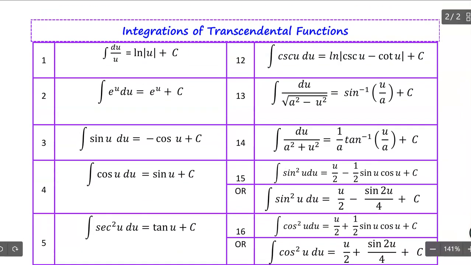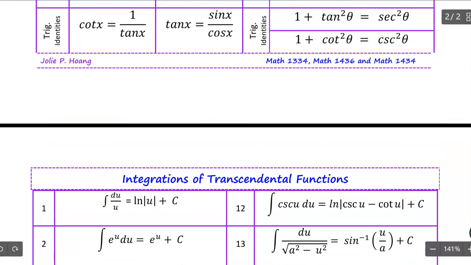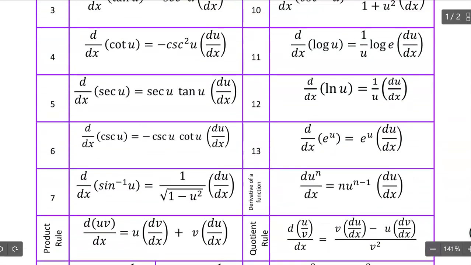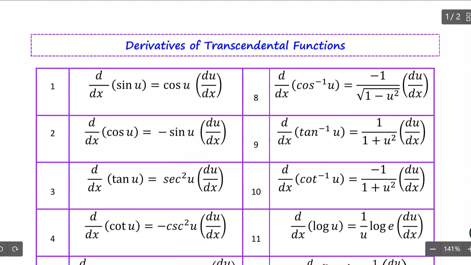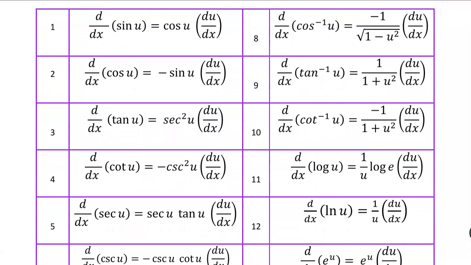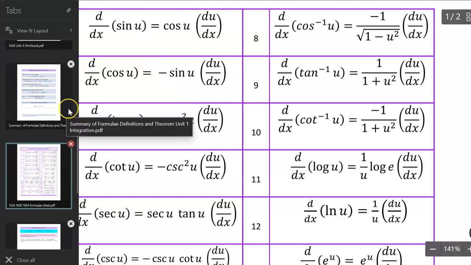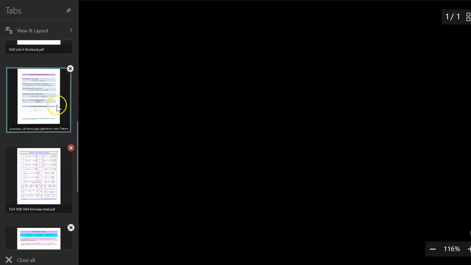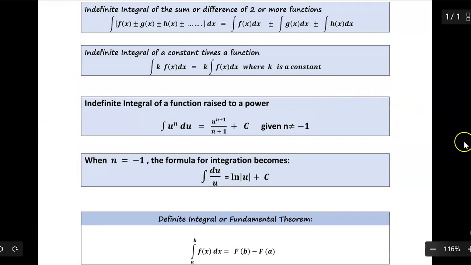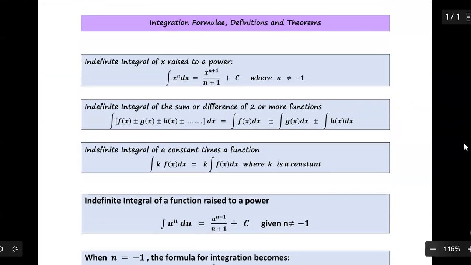And don't forget, the reason I attach the derivative of transcendental function is that derivative and integration work together. Because if you use the substitution method, then you have to differentiate. You have to choose the correct u. What else should I remind everyone? Don't forget to review the basic rules for integration.